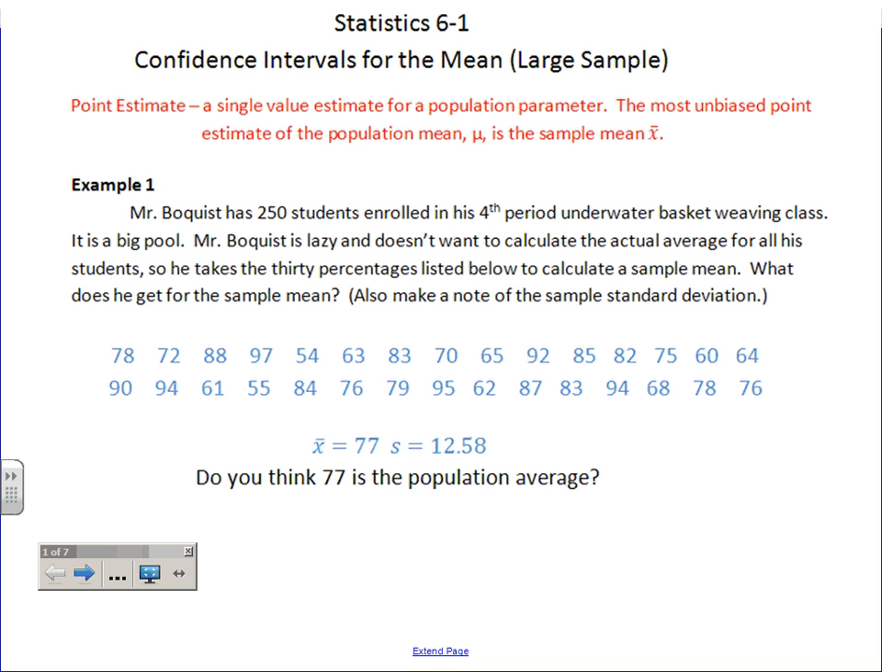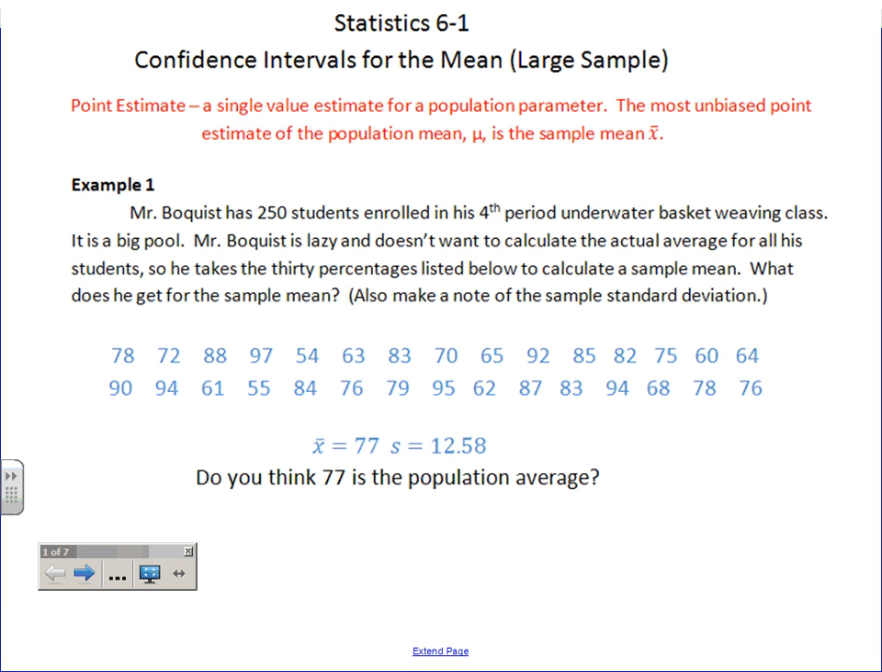Now here's the important question. And the question that leads to this entire chapter. Do you think 77 is the population average? Could it be? I mean, exactly 77. Do you think that's it? Yeah, relatively close probably, right? If I took a good sample of it. But maybe I just took the first 30 for all we know. Maybe it went A through B or something. A through D. Said, here's the scores. So we don't know, but chances are, if you're taking 30, it's probably relatively good.